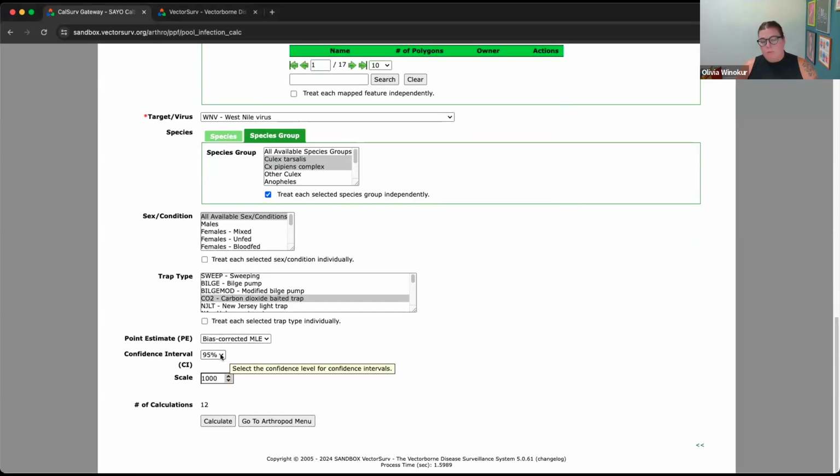Confidence interval, you probably want to leave at 95, which is common in statistics. That's going to tell us with 95% confidence, the number of mosquitoes infected is between this minimum number and this maximum number.